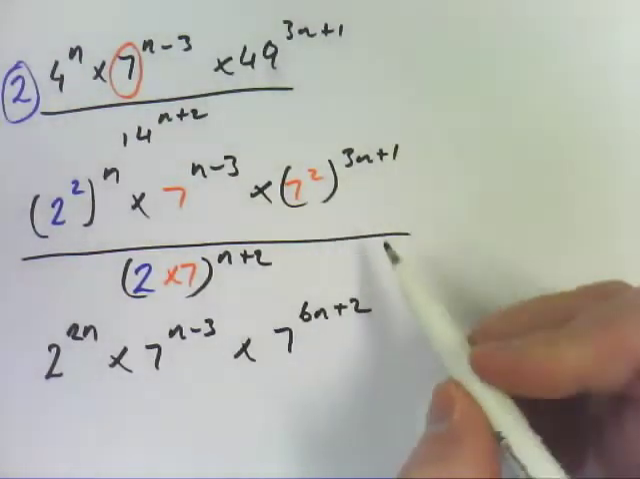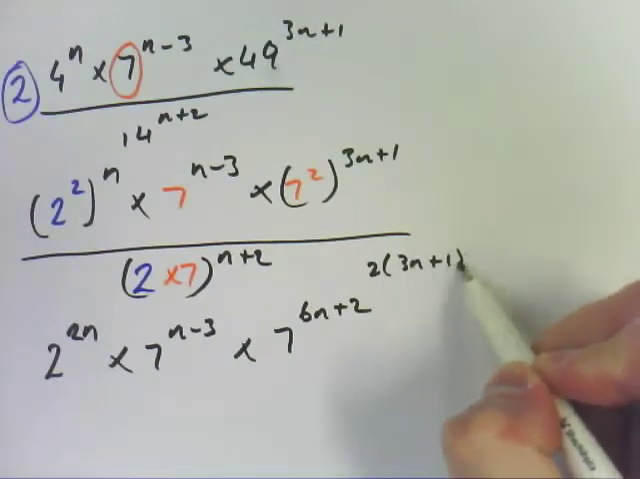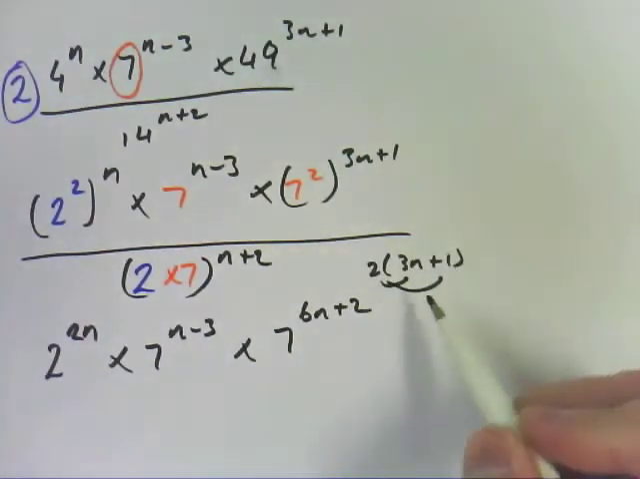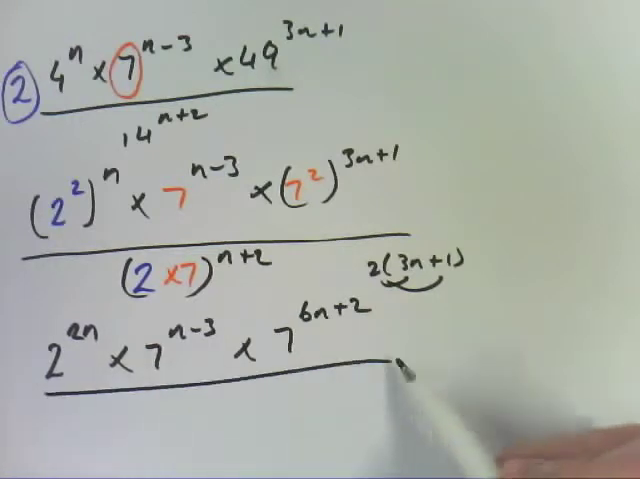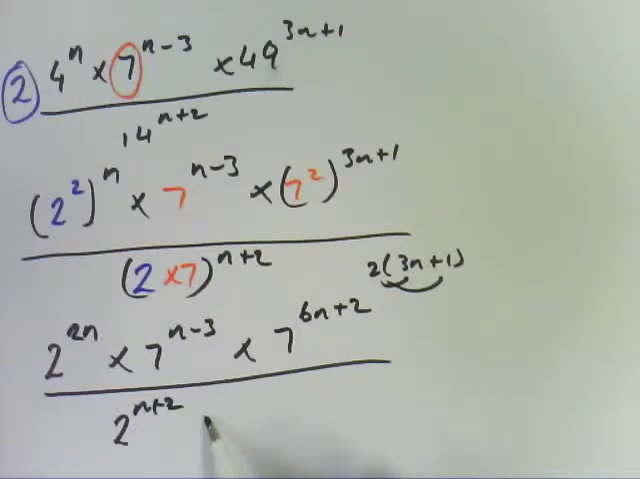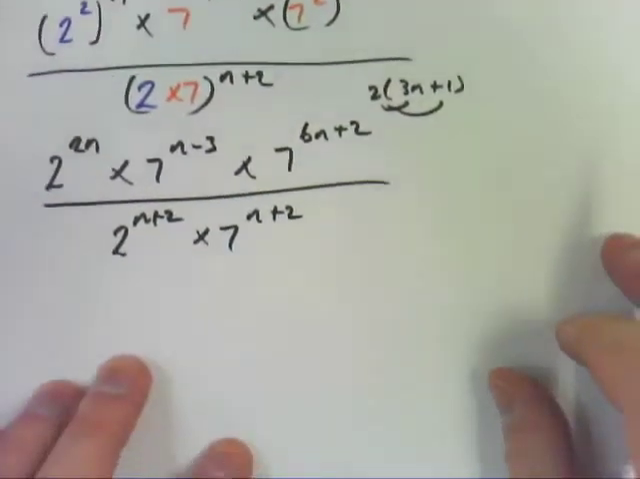So we've expanded. We've gone 2 times 3n plus 1, and expanded that out to get this answer here. Divided by, what are we going to have down here? 2 to the n plus 2, and 7 to the power of n plus 2 as well. Easy, right? What do we do next?